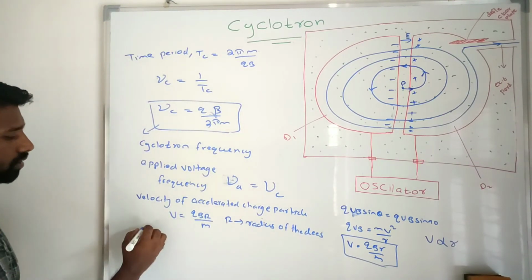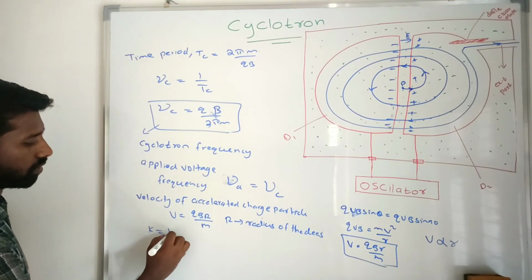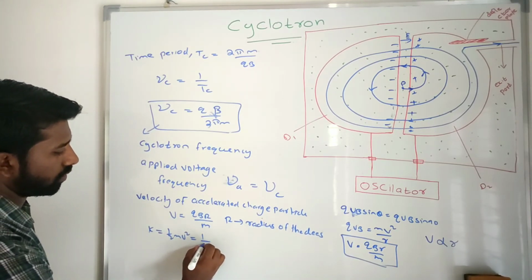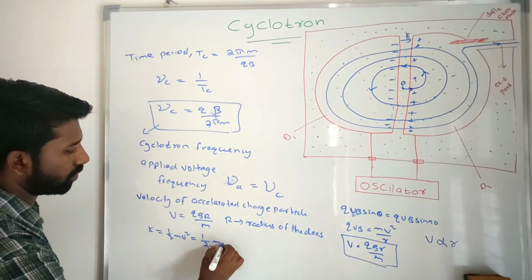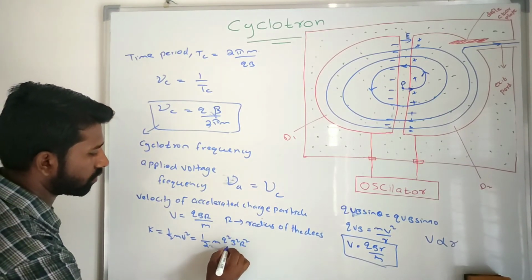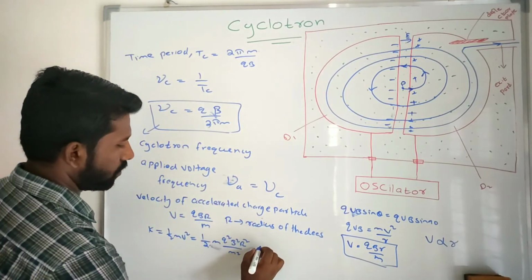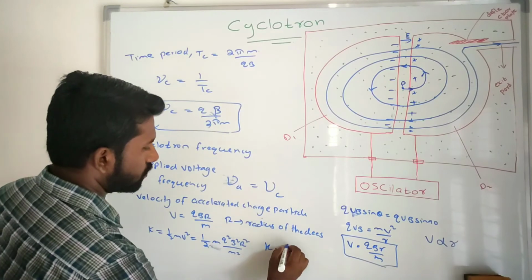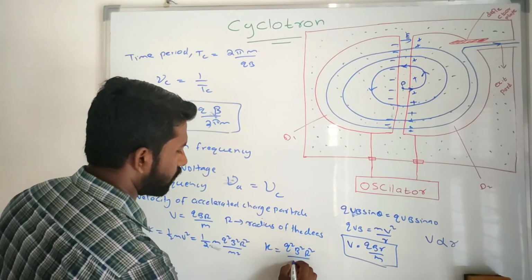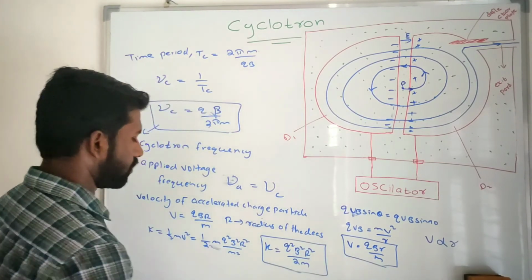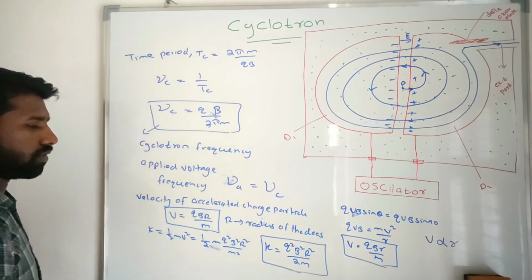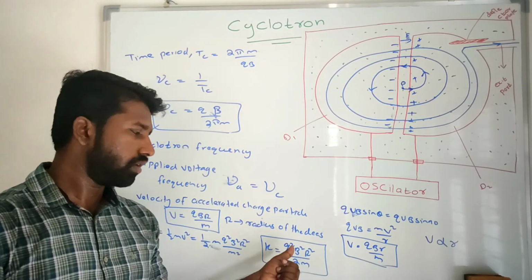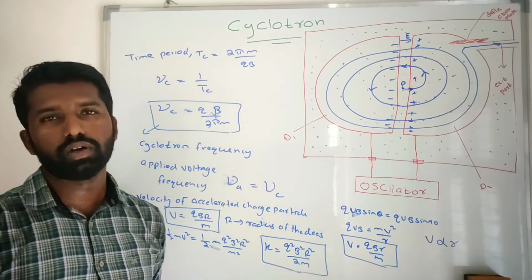And we will see what its kinetic energy is. Kinetic energy formula is what? Kinetic energy is equal to half mv square. So you will get half into m into v square, that is q square B square R square divided by m square. This m and m cancel, so we get the kinetic energy of the charged particle coming out from the cyclotron as q square B square R square divided by 2m. This is the kinetic energy, and the earlier one is the velocity of the charged particle coming out from the cyclotron. R is the radius of the D's, B is the magnetic field, q is the charge, and m is the mass of the charged particle.